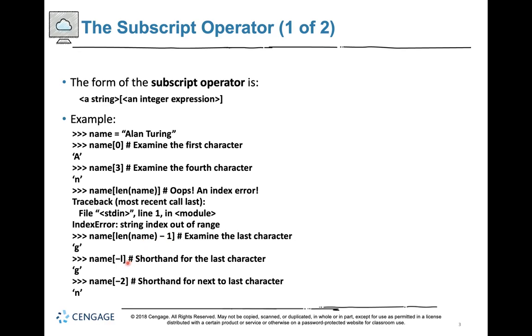And in Python, you can actually use a negative index, which is shorthand for the length of the string minus 1 in this case. If the index is -1, it's equivalent to the length minus 1. So length minus 1 is the last character, right? So -2 would be, you count backwards, -1, -2, that's the letter N, okay?